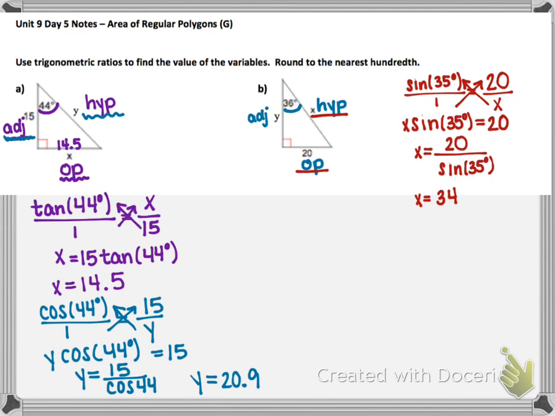All right, now let's go ahead and look at finding y. So y is my adjacent. The only other one that has a number that comes with it is my opposite. So opposite and adjacent use tangent. So I'll have the tangent of 36.